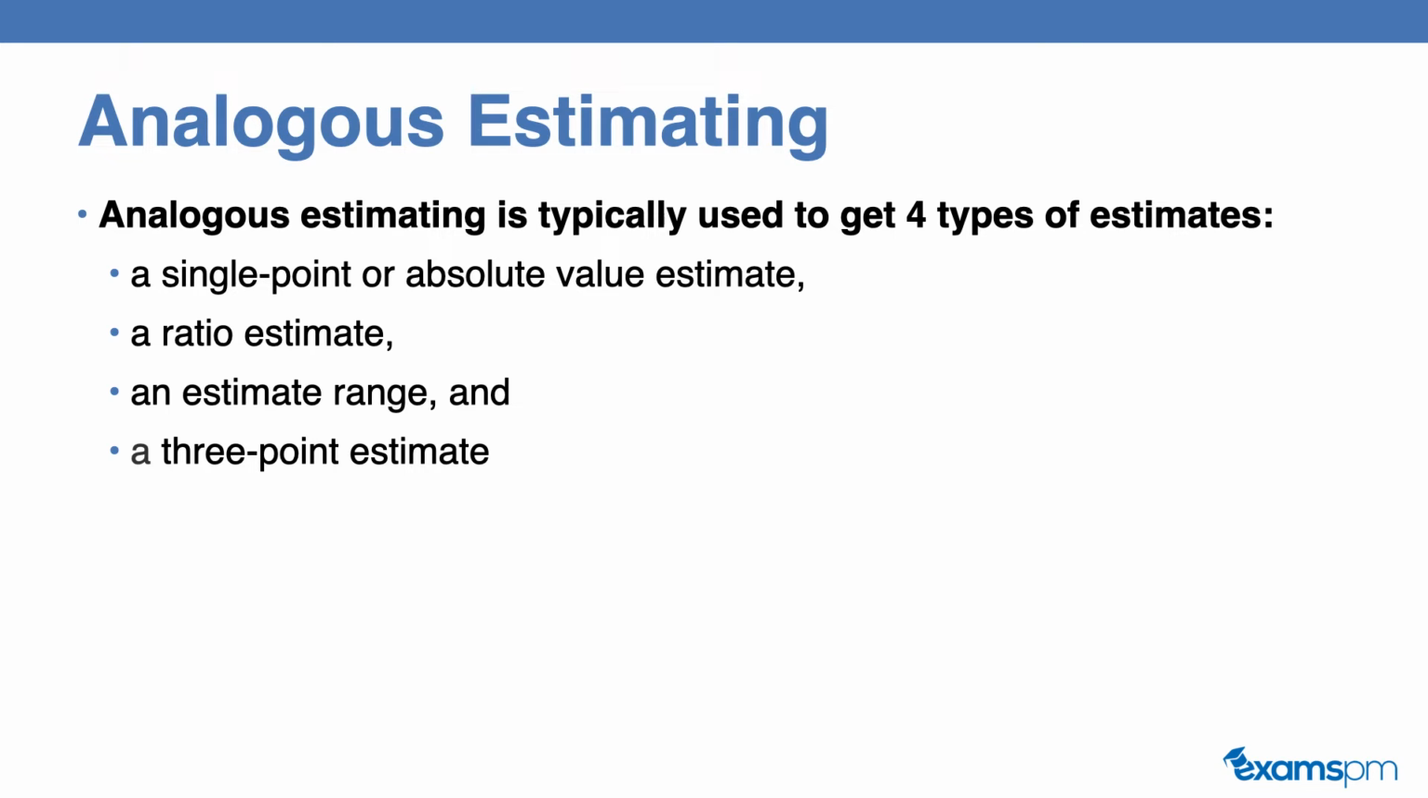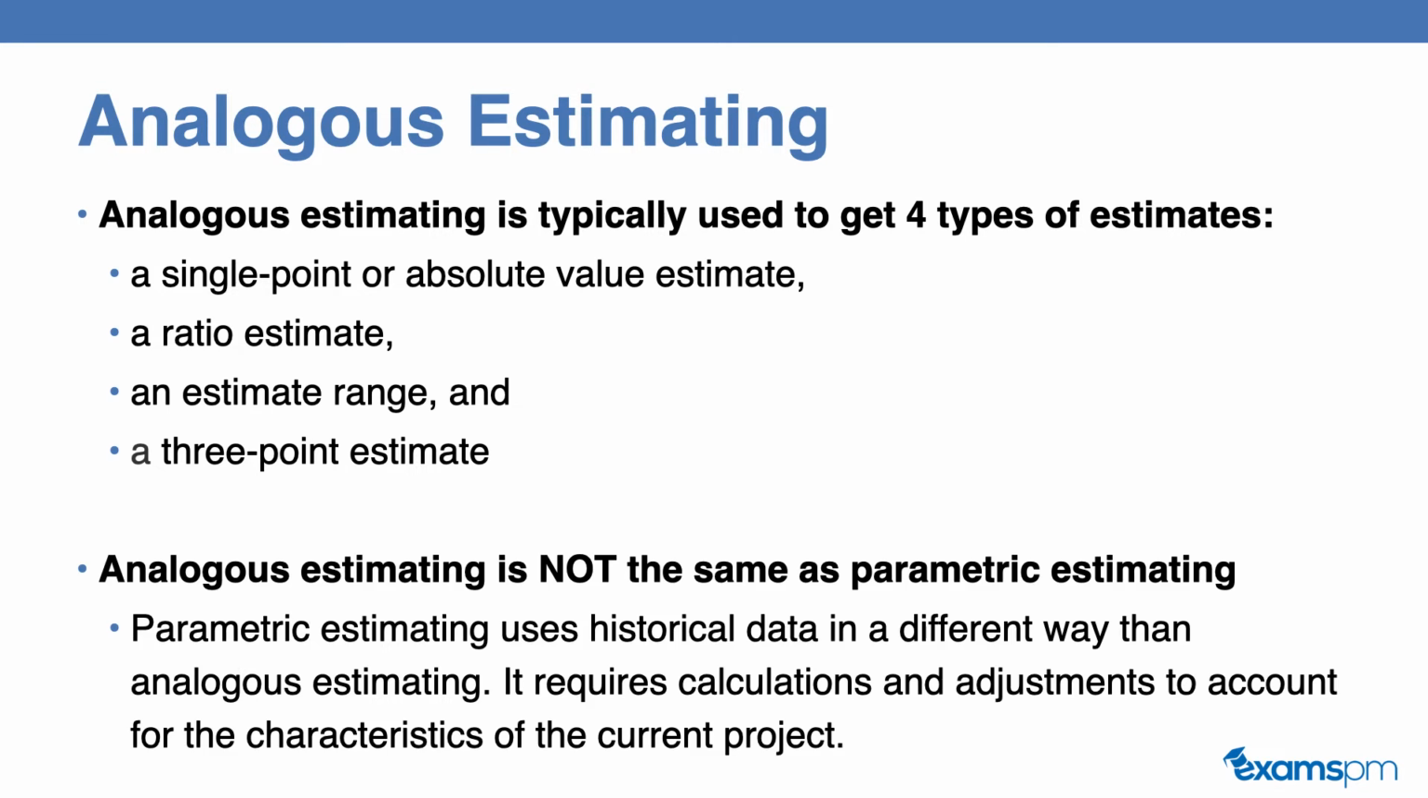So the 3-point estimate is when you compute 3 numbers, a pessimistic, optimistic, and most likely for an activity duration or cost, and then you take the average of those 3 numbers to come up with a more accurate number. So analogous estimation could help you come up with 1 or all 3 of those points that will be inputs to the 3-point estimation. Now, analogous estimation is not the same as parametric estimation.